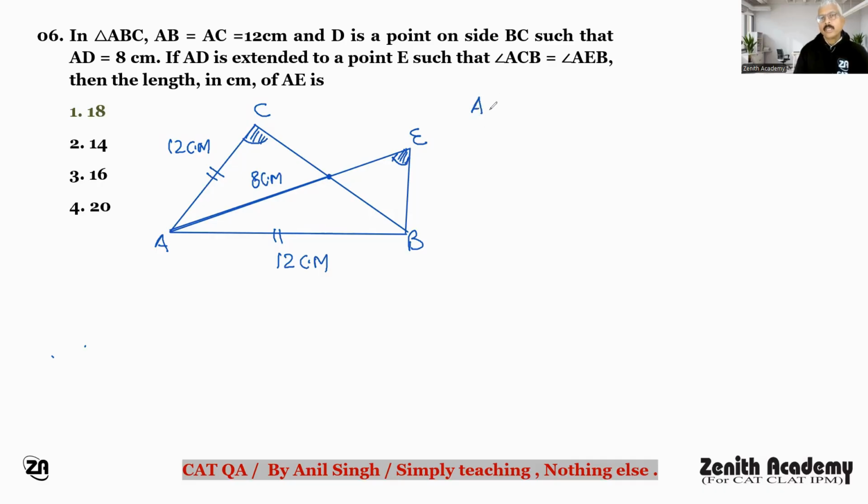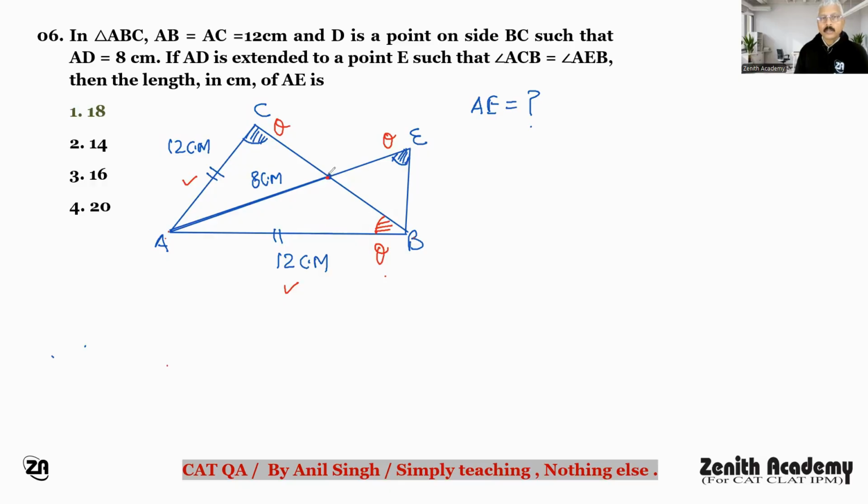So length of AE in centimeter. Okay. It is 12 centimeter. This is also 12 centimeter. So triangle ABC will be an isosceles triangle. So if I take these two equal angles as theta, theta, in triangle ABC, this angle will be equal to this. Means this will also be a theta.